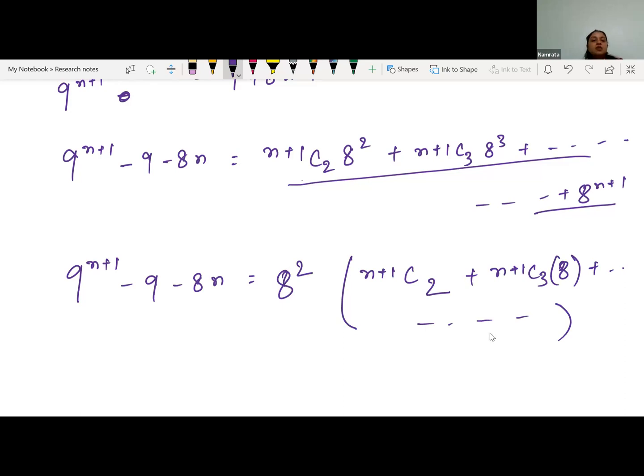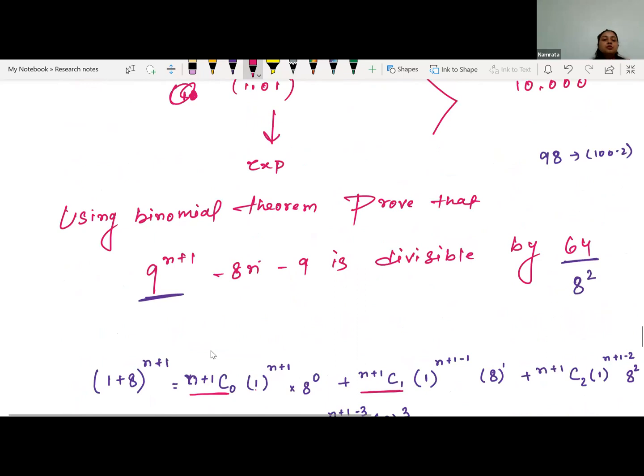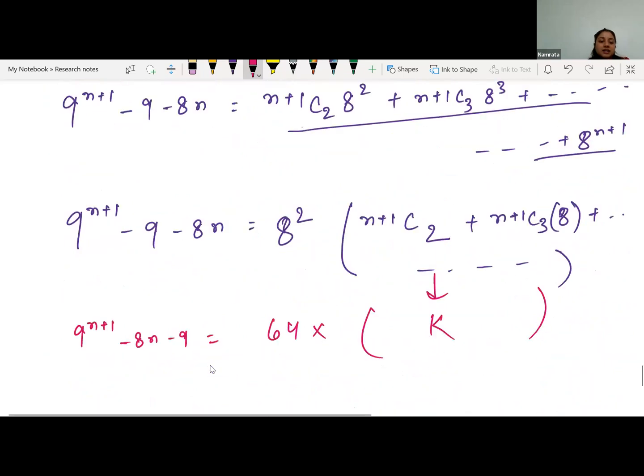Why are we taking 8 square common? Yes, ma'am. So that we can say that it is 64 multiplied with something, k. This total I am assuming as k. Okay. So now I can say that 9 to the power n plus 1 minus 8n minus 9 is equal to 64 into something. Using binomial theorem, prove that 9 to the power n plus 1 minus 8n minus 9 is divisible by 64. So if that is equal to 64 into something, then obviously the left hand side is divisible by 64, right?